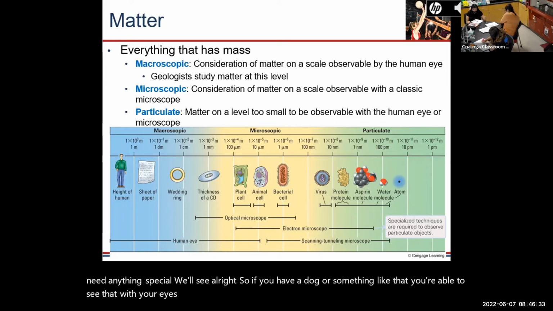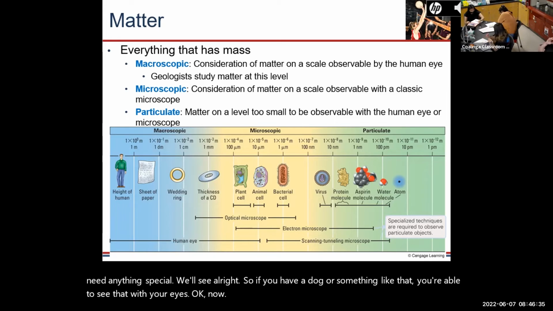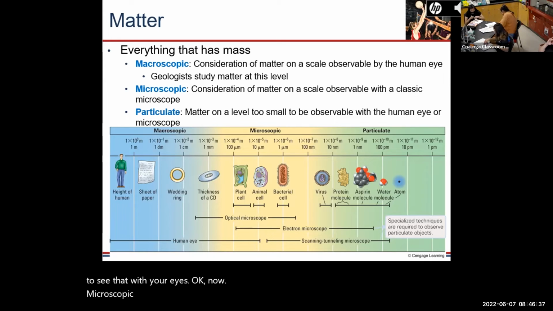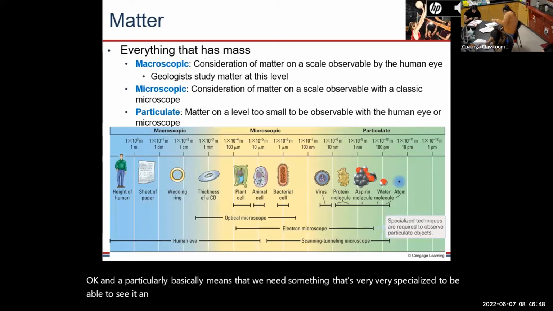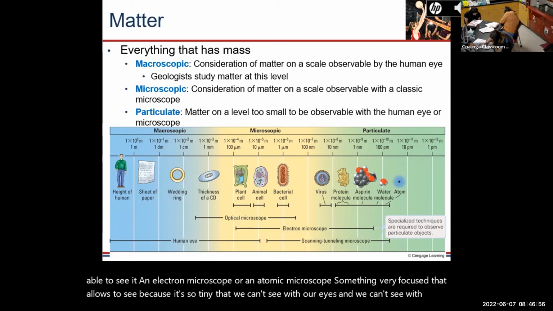Now, microscopic basically means that we need a microscope to see it. And particulate basically means that we need something very, very specialized to be able to see it, like an electron microscope or an atomic microscope, something very focused that allows us to see. It's so tiny that we can't see it with our eyes and we can't see it with a normal microscope. Okay.